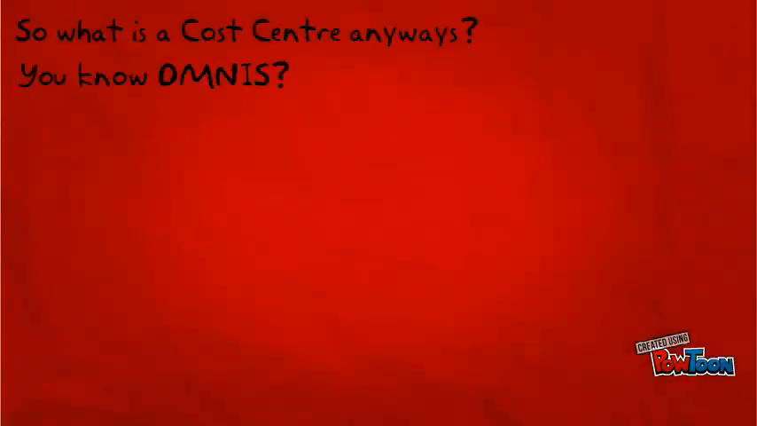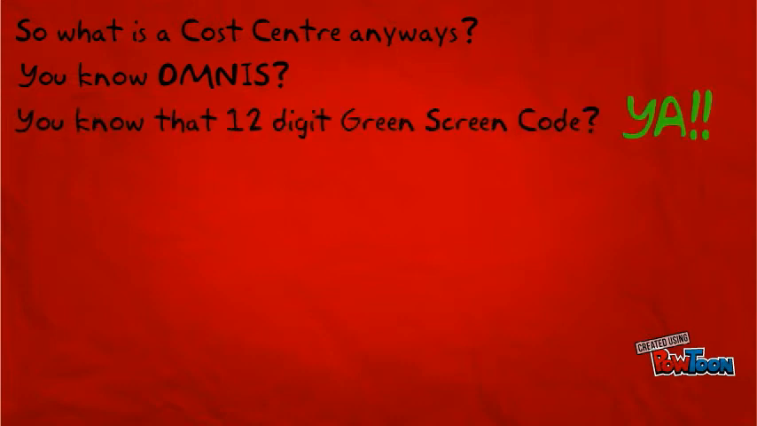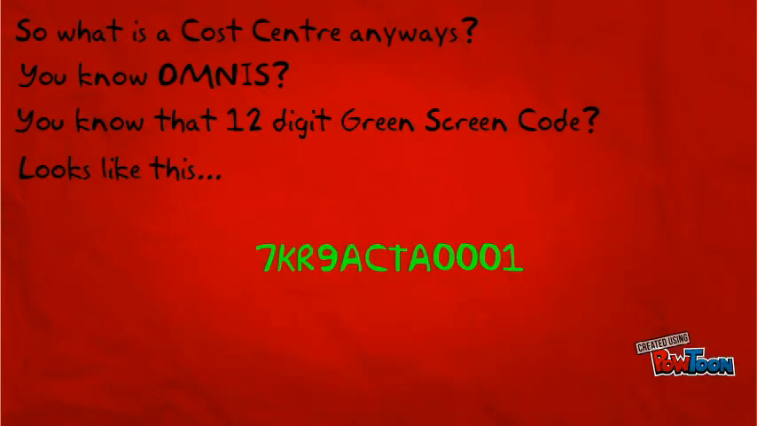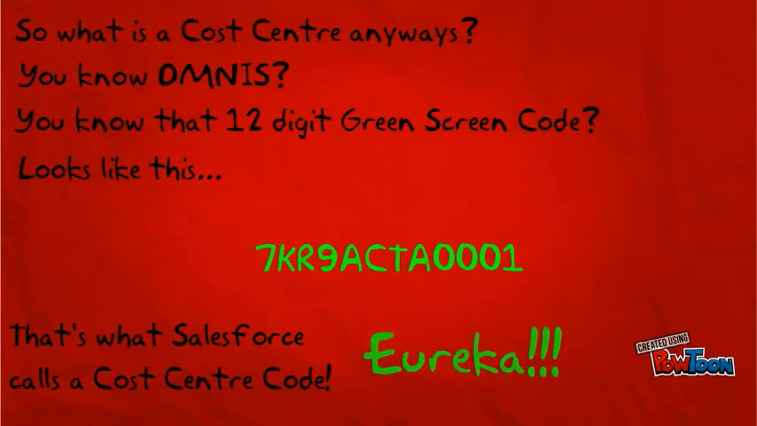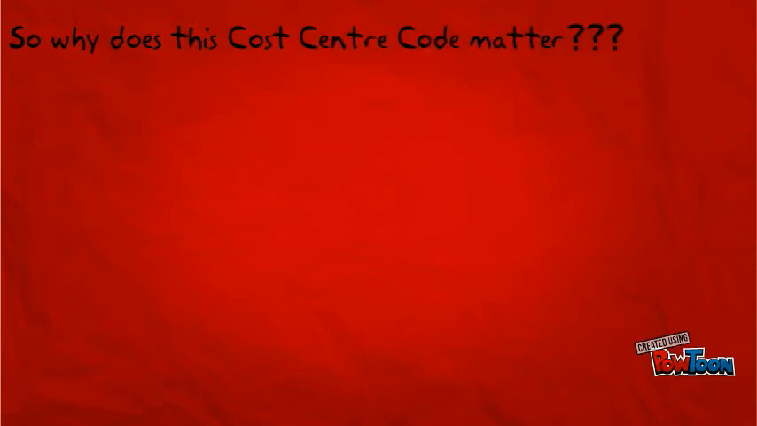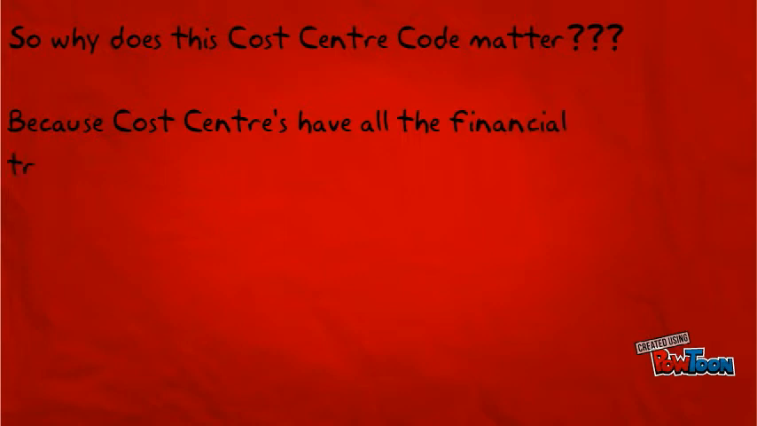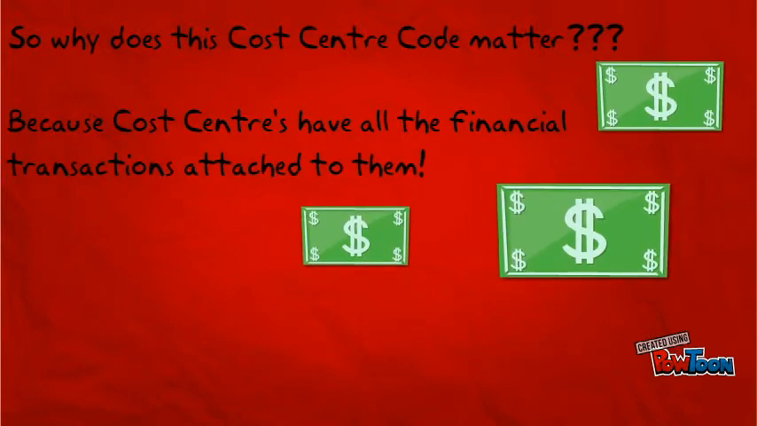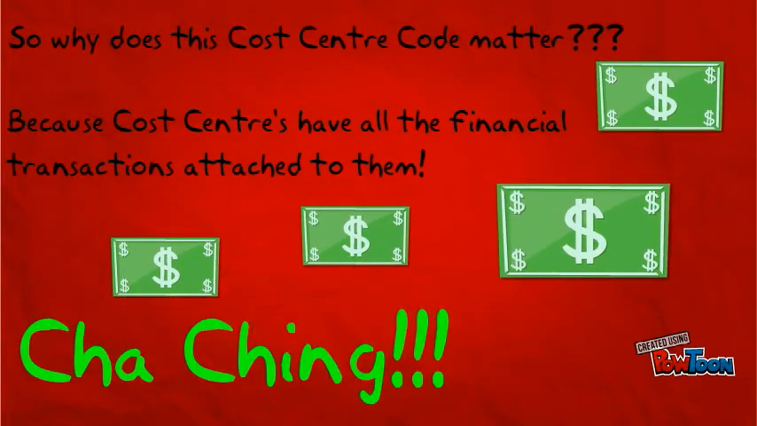You know Omnis? You know that 12-digit green screen code? Looks like this. That's what Salesforce calls a cost center code. Eureka! So why does this cost center code matter? Because cost centers have all the financial transactions attached to them. Cha-ching!